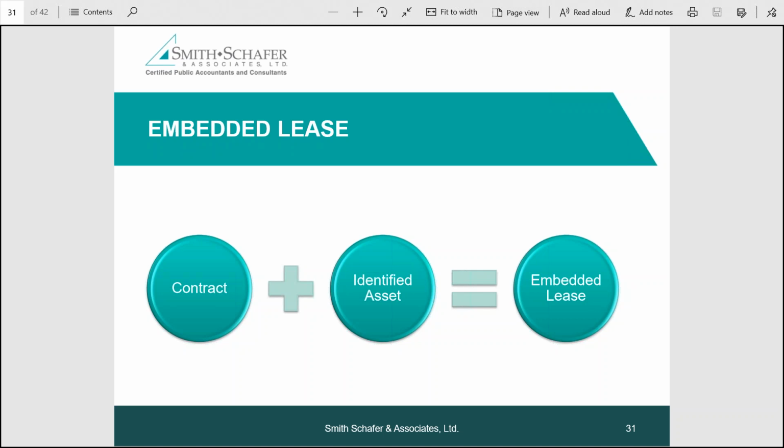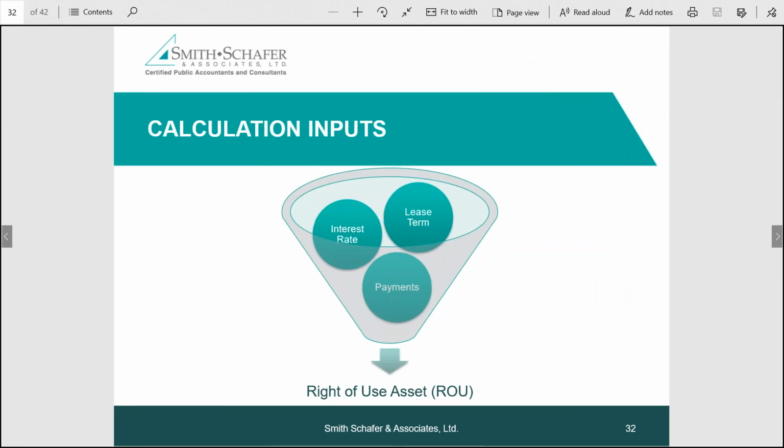So let's talk about the right-of-use asset and how that is calculated. The right-of-use asset concept is really just a time value of money concept. So you have 3 inputs, and that calculates your right-of-use asset for you. That first input is your lease term. So your lease term sounds pretty easy. I've signed a 5-year lease. My lease term is 5 years.